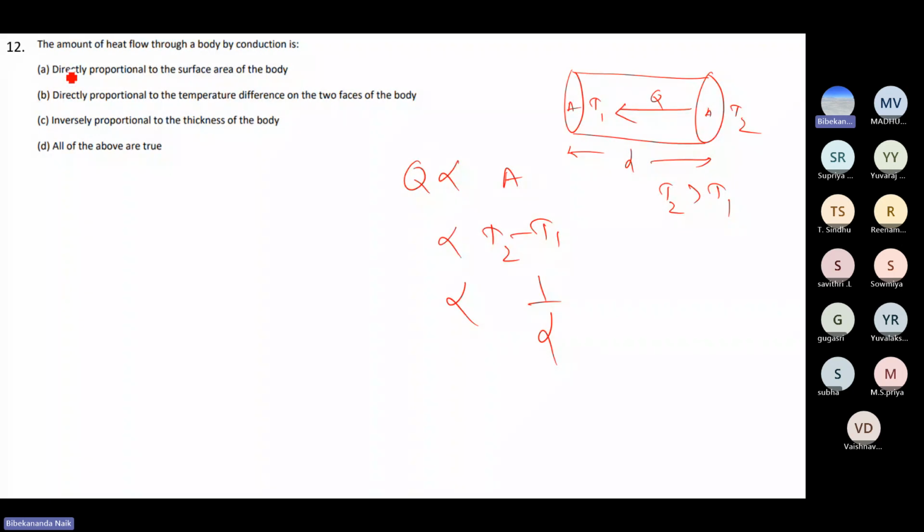So the first option says directly proportional to the surface area of the body, which is true. Directly proportional to the temperature difference on the two faces of the body, which is again true. Inversely proportional to the thickness of the body, which is again true. So the correct option will be all of the above, because all three conditions are satisfied. Is it clear to all of you?